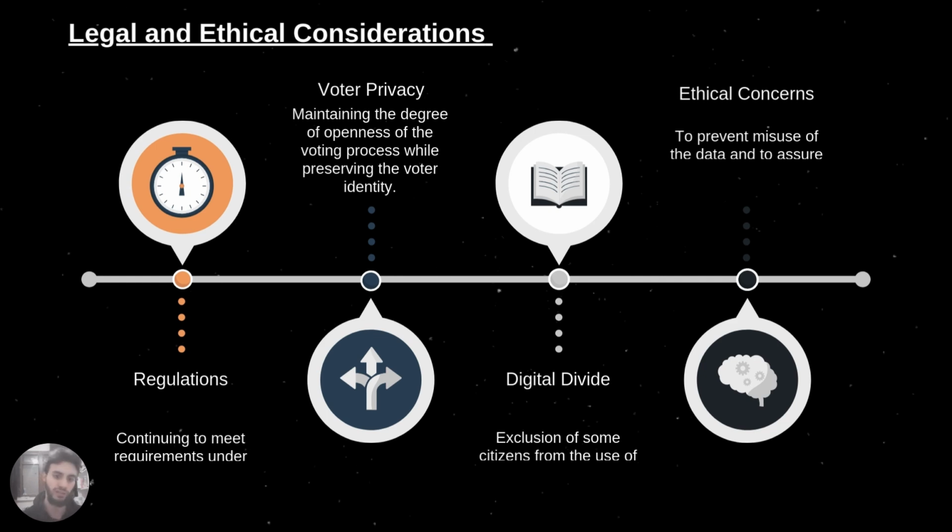algorithms, while developing. Also the digital divide, the exclusion of some citizens from the use of digital voting technologies, and the tricks of avoiding it. This is also important because some people are not going to stay regulated to this, so we should take some regulations or rules to exclude these kinds of citizens.